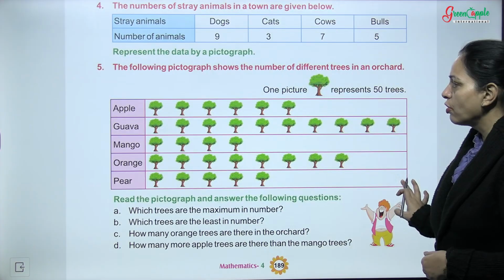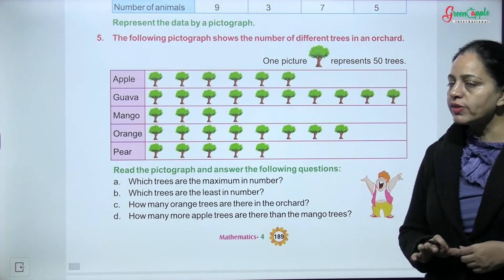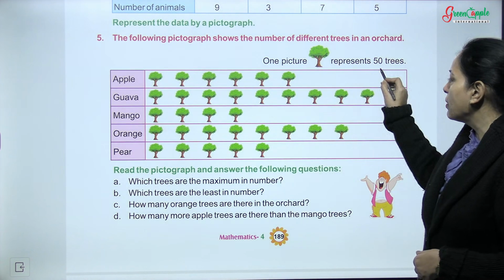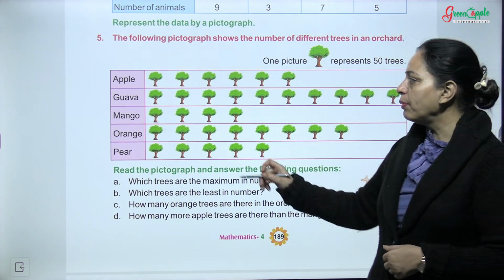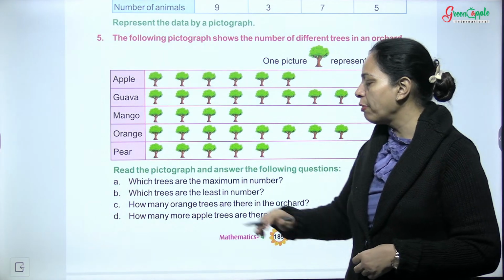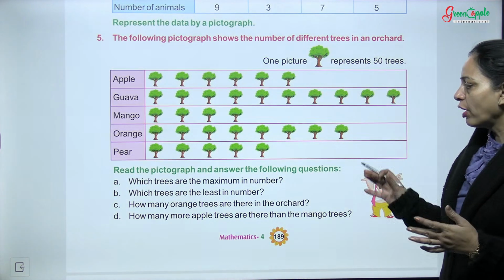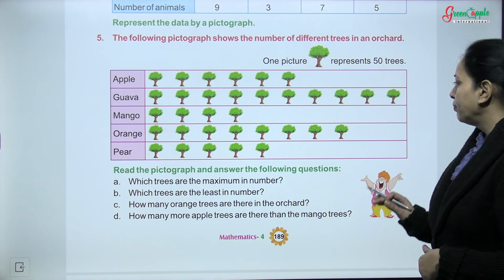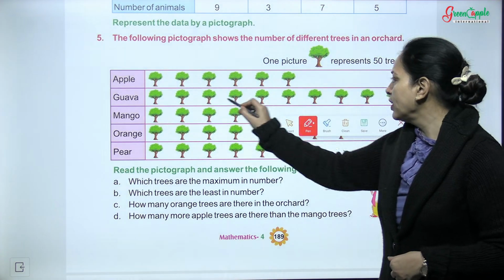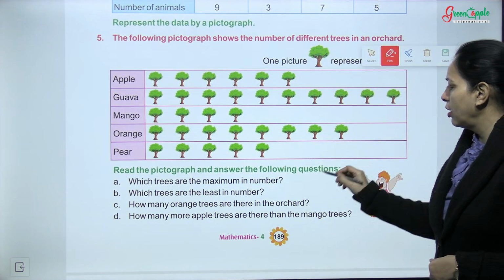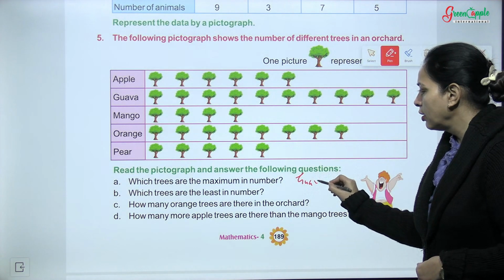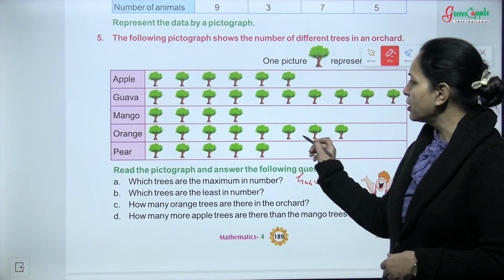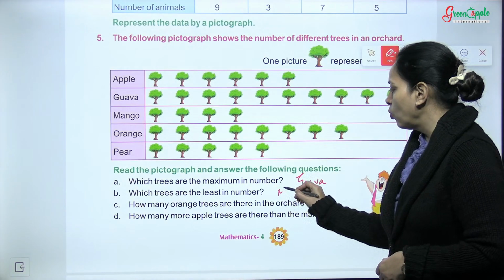Now see the fifth question. The following pictograph shows the number of different trees in an orchard. So here one picture represents 50 trees. So apple, guava, mango, orange and pear. So now read the pictograph and answer these questions. A part, which trees are the maximum? So see which one? You can see guava. B, which trees are the least? Which has the fewest pictures? Mango.